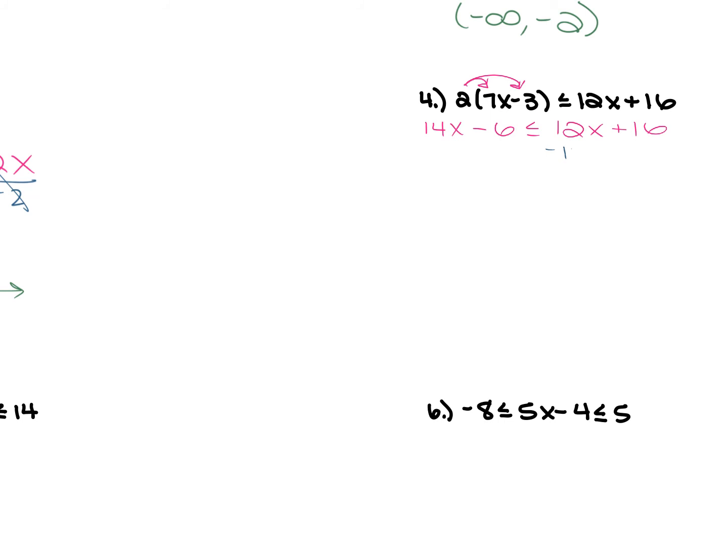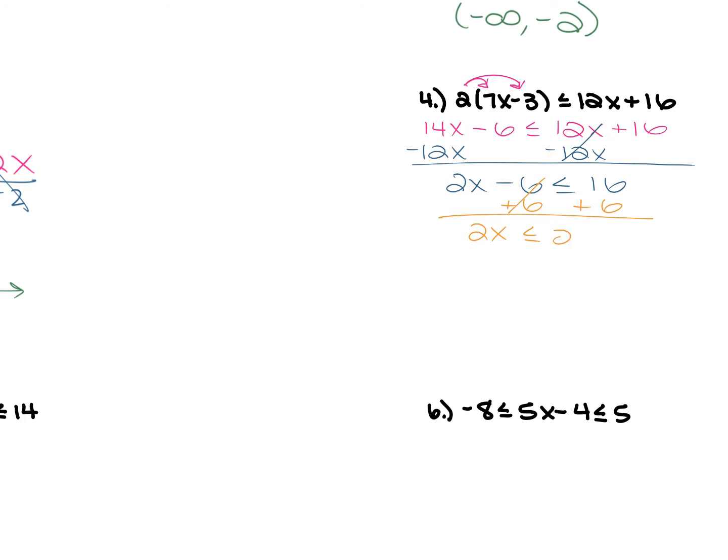We move our 12x over by subtracting it from both sides. This is going to give us 2x minus 6 is less than or equal to 16. From here, we add our 6 over, so that gives us 2x is less than or equal to 22. Lastly, we're going to divide each side by the 2, so we have that x is less than or equal to 11.